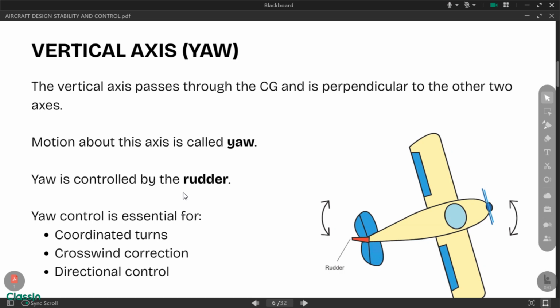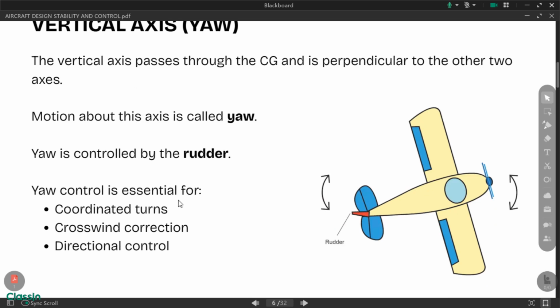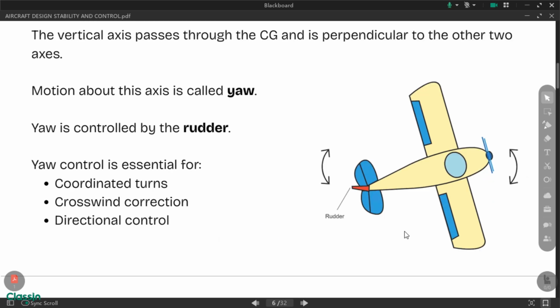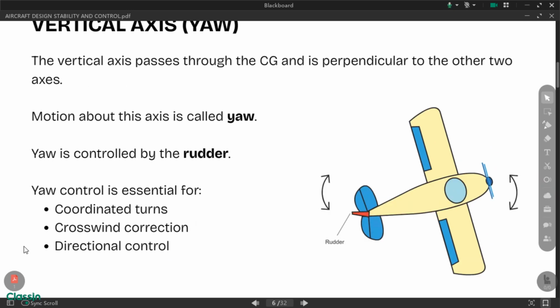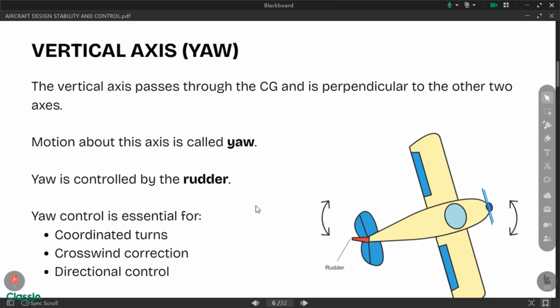It's the rudder. So yung yaw control natin is essential for, ayun nga, making coordinated turns, or pag may crosswind tayo, it can correct yung ating stability. And then yung tawag natin for control niya is directional control. And like I said, yung rotation about the vertical axis would be yaw. Yung stability na ginagawa ng yaw would be directional stability. Okay? So, yun.